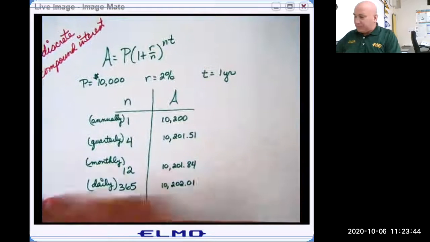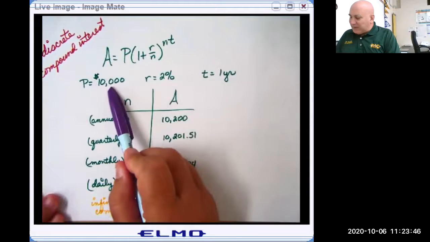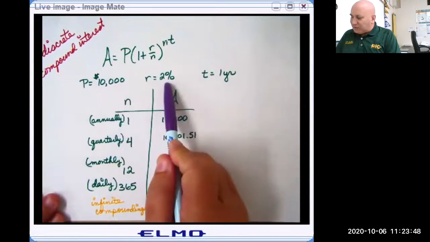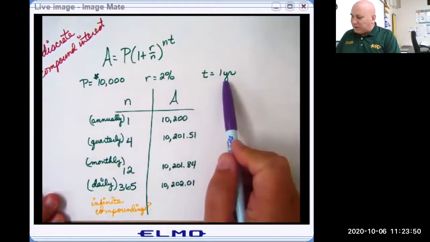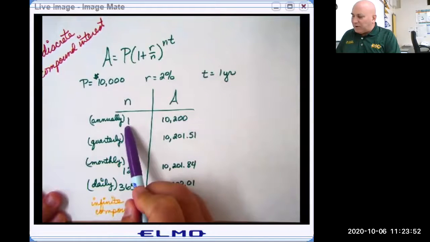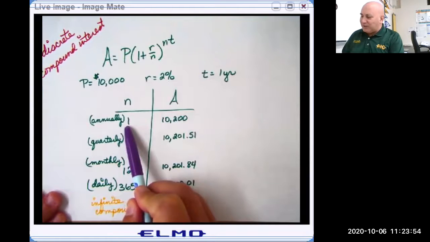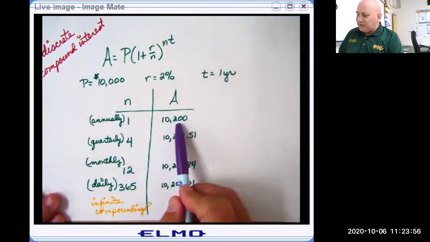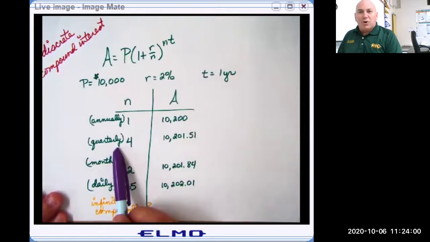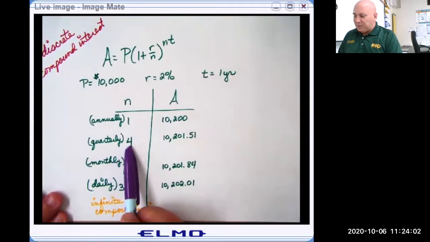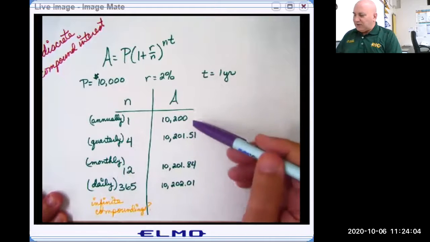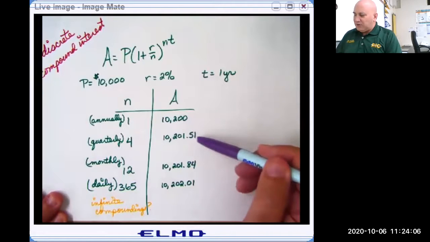But let's just start here. If we put in $10,000, the interest rate is 2%, we do it for 1 year. If you get interest 1 time per year, that is actually simple interest, and you get $10,200. What if you get interest quarterly, 4 times per year? Well, you can see that our interest went from $200 to $201.50.